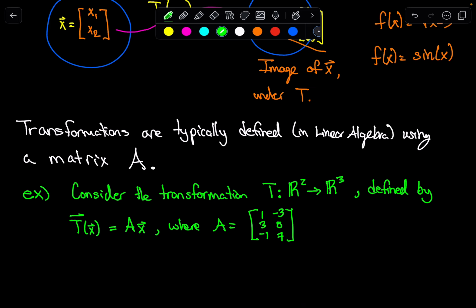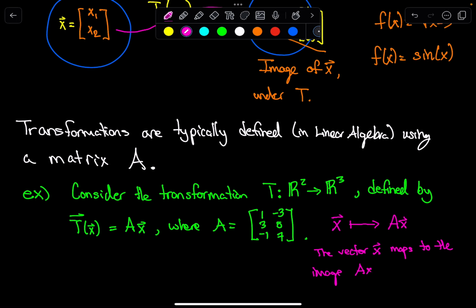Typically, an alternative way of denoting this is to say that a vector X is going to be mapped to some output given by AX. So this in English is saying the vector X maps to the output, or the image, AX, where AX and T of X are the same thing.